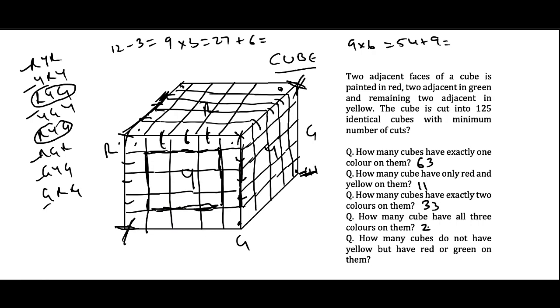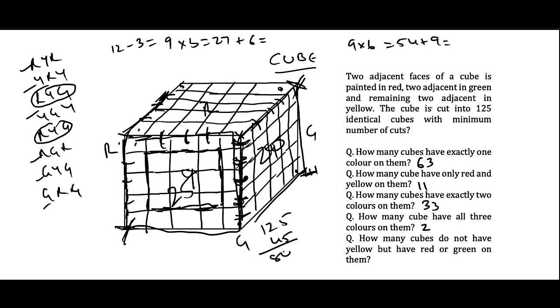And how many cubes do not have yellow but have red or green? So let's subtract all the yellow colors. We have yellow on this face, which gives 25 cubes, and we have yellow on the adjacent face, so this is also 25. But the cubes on this edge are single cubes that we are counting two times. That means this will be 25 and this will be 20. So we have 45 cubes with yellow color. Out of 125, if we subtract 45, we have 80.